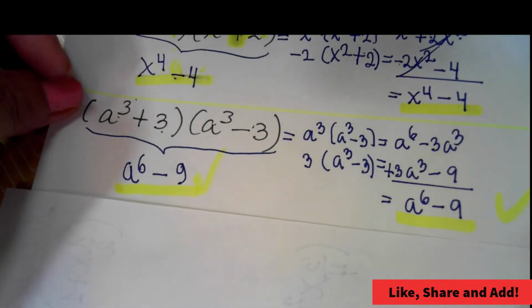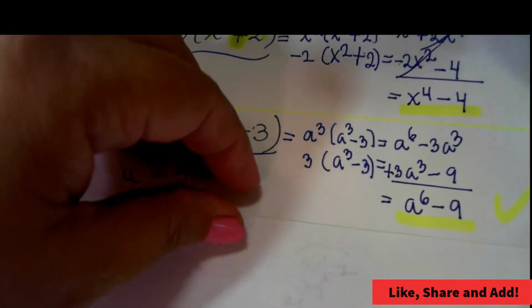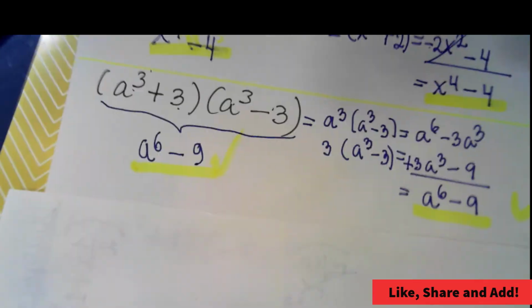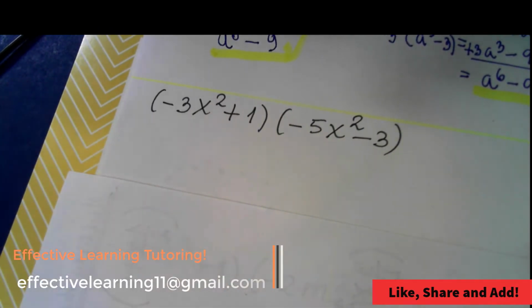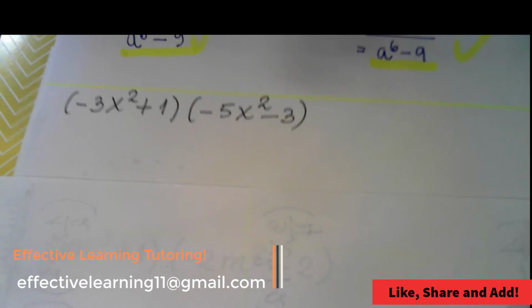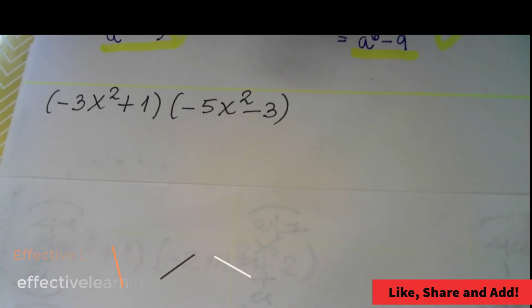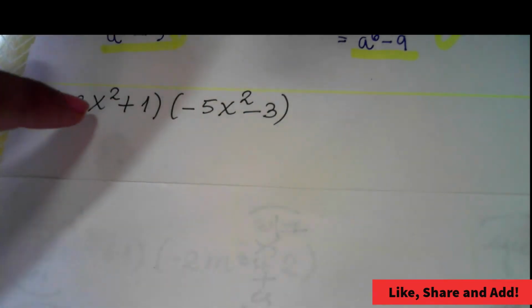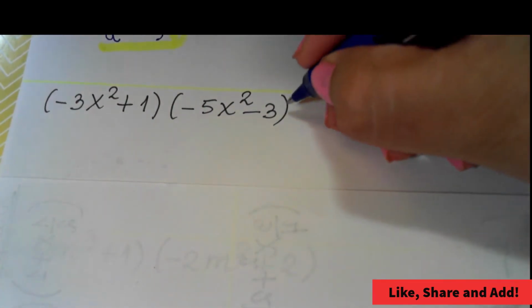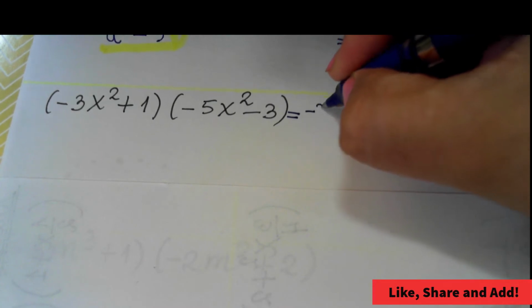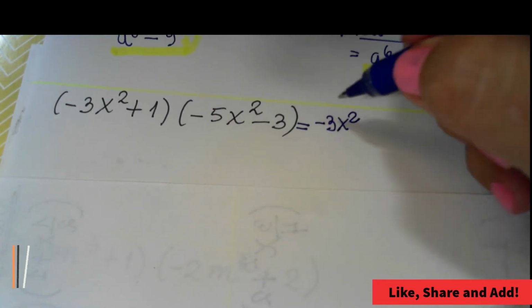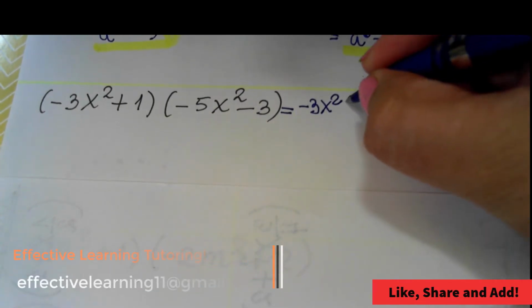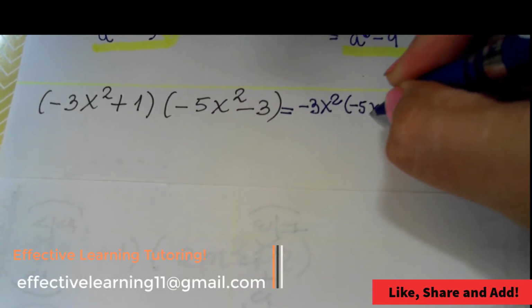Let's work the next example. Here it is different than before, totally different. So we cannot apply the rule because you don't have the same term. So you have to just multiply negative 3x squared, this first element, with the whole expression, with negative 5x squared minus 3.